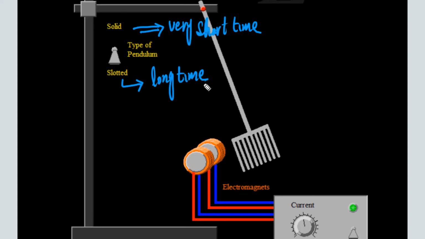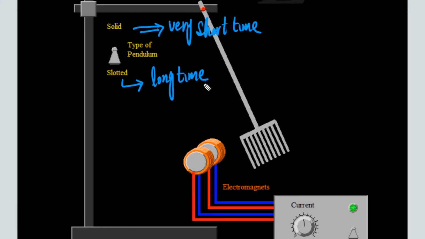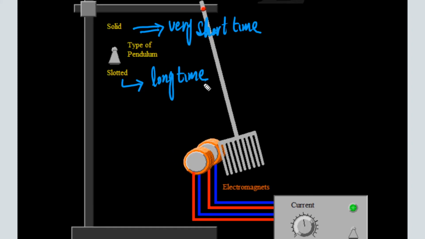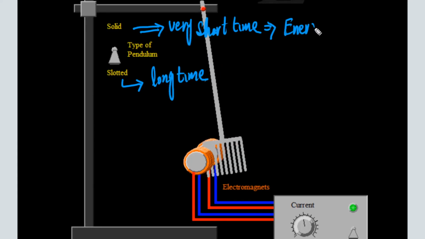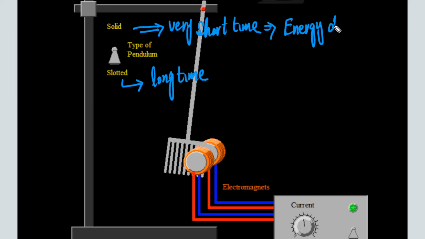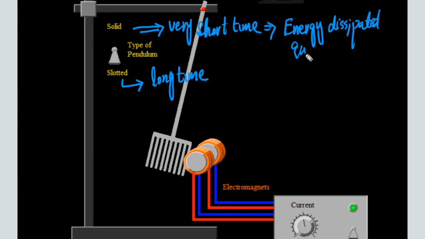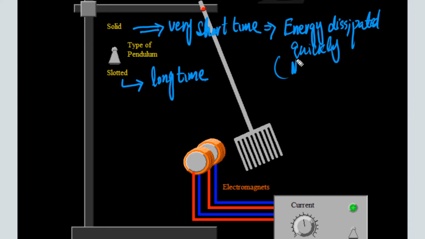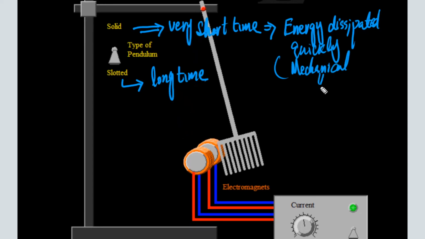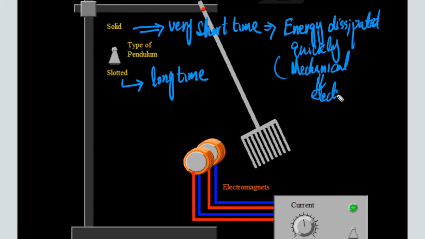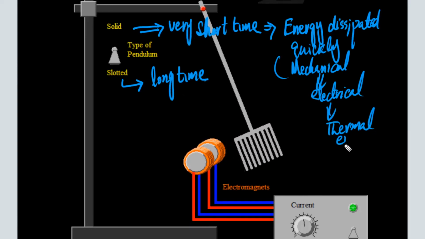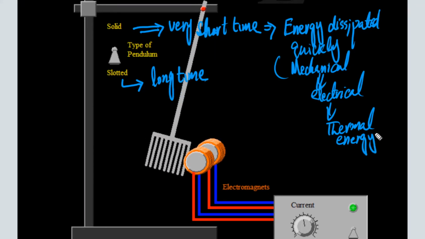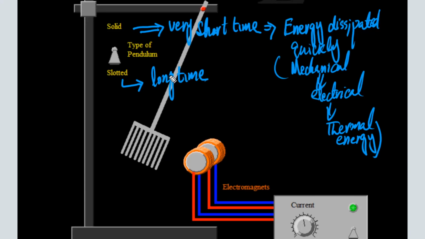So you can see from here the motion of the solid and slotted plate inside the uniform magnetic field is different. Very short time simply means that energy is dissipated very quickly in the first case. In this case, mechanical energy is converted into electrical, and electrical is finally converted into thermal energy, and the time taken in this process is very short, but for the slotted plate the time taken is longer.